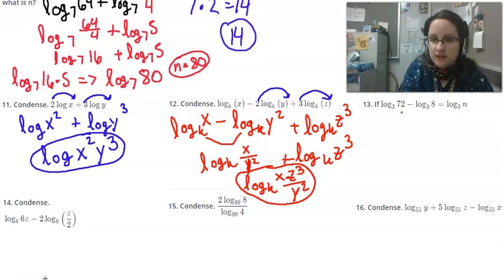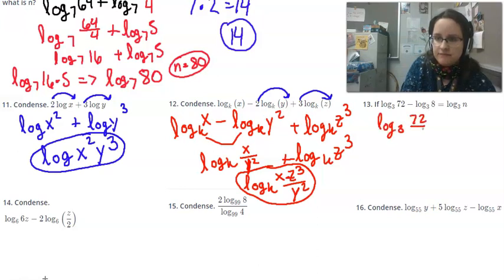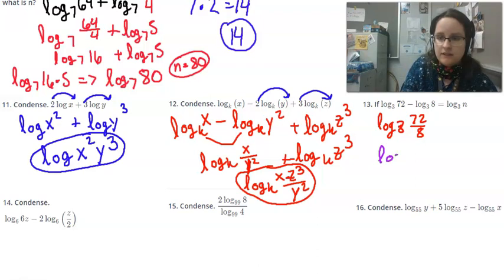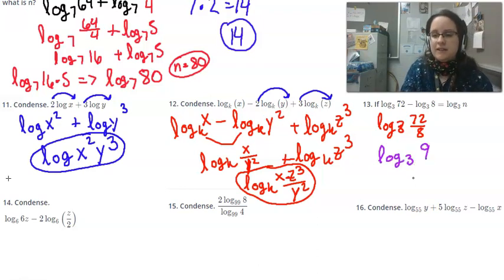13. If log 3 of 72 minus log 3 of 8 equals log 3 of n, what's that n? We're subtracting the logs. They have the same base, so we're going to divide 72 divided by 8. And that will be log 3 of 9. 3 to the second power is 9, so your answer is 2.